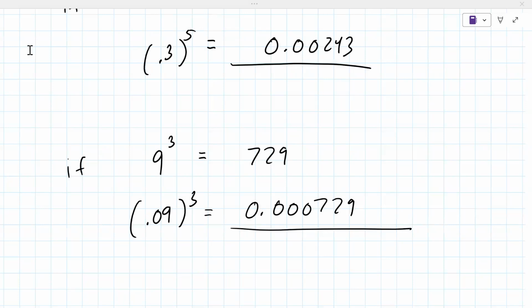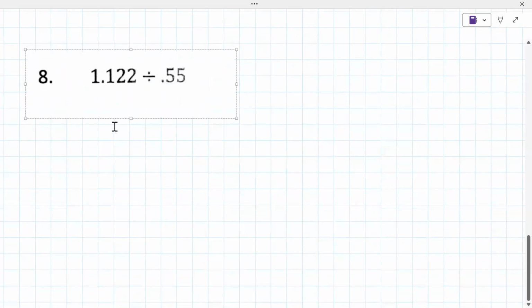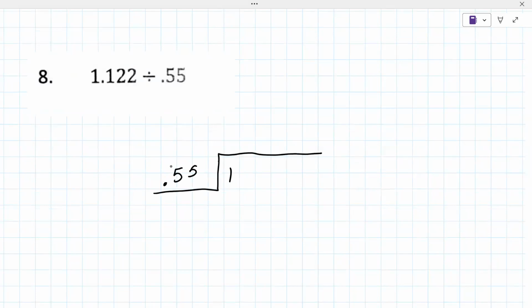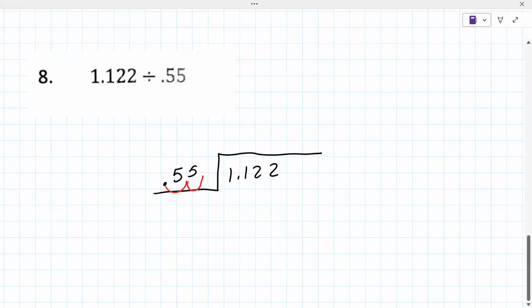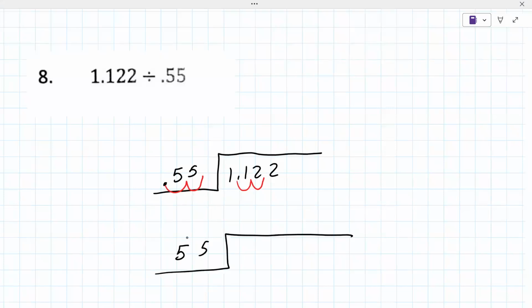Let's start with number 8. So if you recall to do this, you have to put the 0.55 outside the house, 1.122 inside the house. But the problem is that you can't have a decimal on the outside, or it's really not preferred. So if you move the decimal right here twice, you have to move the decimal in here twice. So your new problem is 112.2. So could you try it from there and let me know what you come up with?